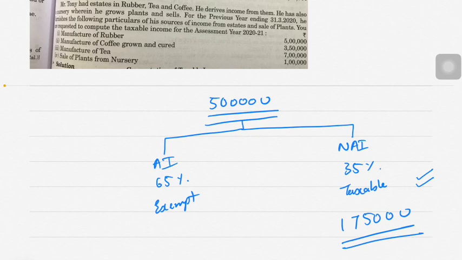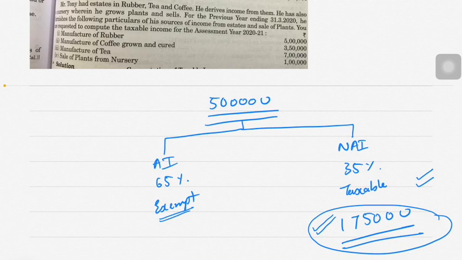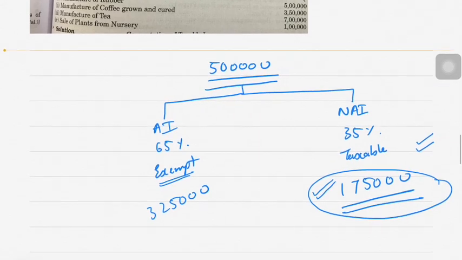And the remaining 65% is your exempt income. Only taxable income is asked, so 1,75,000 is your answer. You are requested to compute taxable income for the assessment year 2021. So taxable income in this case would be 1,75,000. Out of 5 lakh, 1,75,000 is taxable. The remaining amount, which is 3,25,000, is exempt. Okay. Next one.